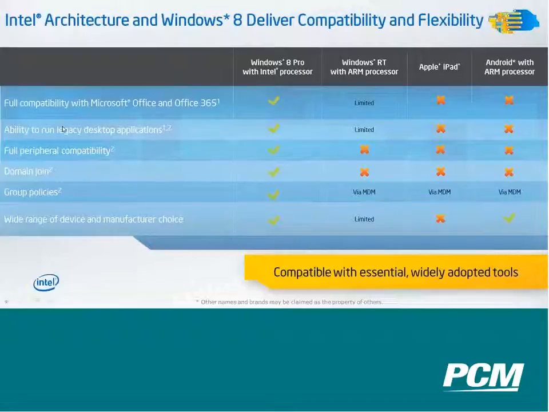We have to start looking at legacy applications, ones that have been validated on previous Microsoft operating systems. You port those over to Windows 8 Pro with Intel processor, those work. But you can start seeing the limited capability with ARM, and then as it goes across, there's RT, there's things with iPad, and there's things with Android where it's not just limited, it's actually not going to be working, and it's not going to be valid at all. When we start looking at peripheral compatibility, same thing.